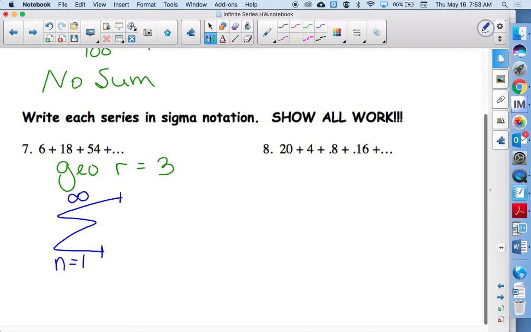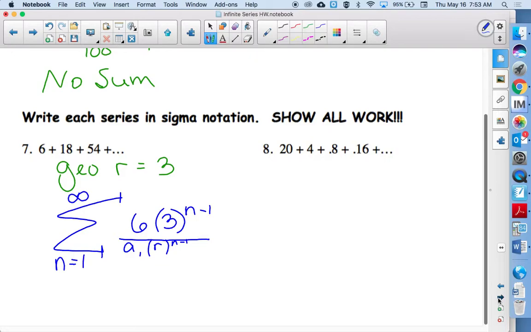And then we need the geometric equation that goes along with this series. And what would that equation be? 6 parentheses 3 and then n minus 1 power. So you have your first term, the r, and then that n minus 1 exponent. So that would be the equation for a geometric series. It's the same equation for a geometric sequence. It's just in series notation once you use the sigma because now you're adding the terms together. Questions so far?